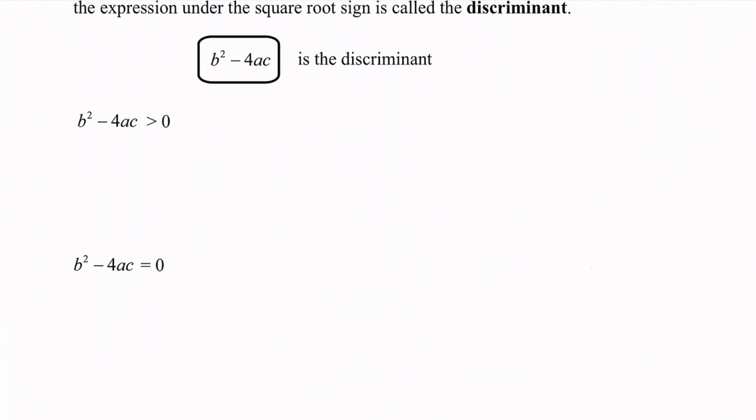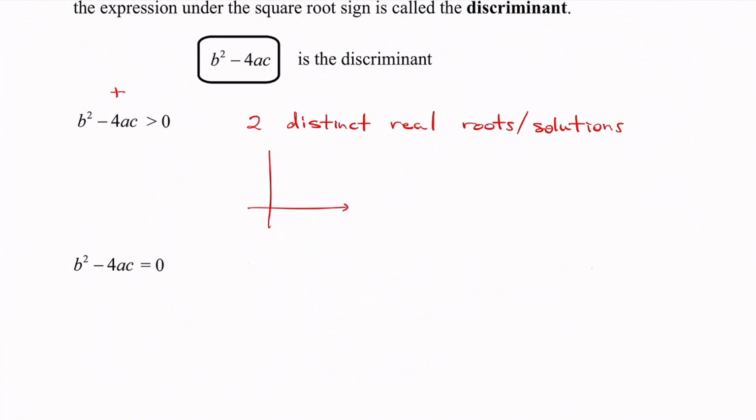So the b squared minus 4ac could be greater than 0. So that just means that it's going to be something positive. And when that happens, we said there are going to be 2 distinct solutions, so 2 distinct real roots. So when you graph this one, you're going to have some type of graph that's going to look something like this. If you graph the quadratic equation, there's going to be 1 solution there and another solution there. So 2 different answers, 2 different roots, 2 different solutions.